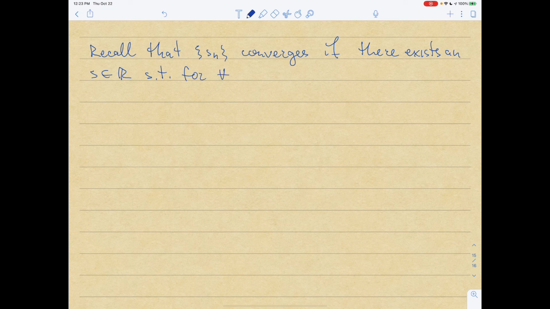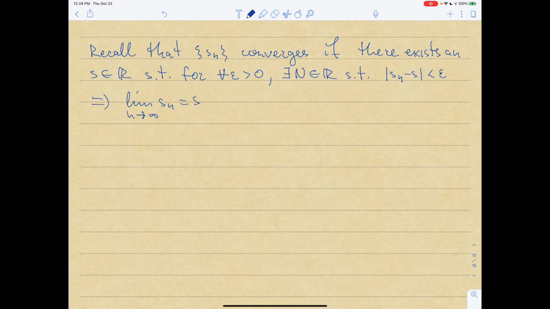for every epsilon greater than 0, there also exists a capital N in R such that |Sn minus S| is less than epsilon, and in that case, that means that the limit as n goes to infinity of Sn is equal to S. Right, so basically the sequence converges if it has a limit S.